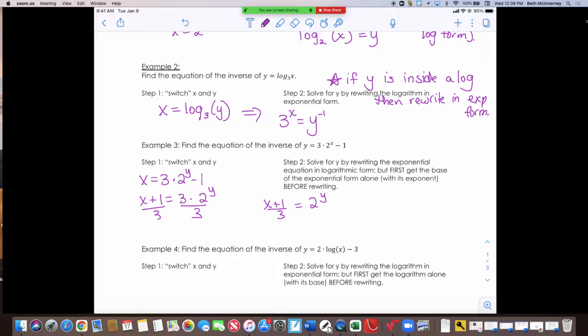Now this one's going to be super ugly. It's ugly but true. This will be the base is the base. The answer to a logarithm is the exponent. And then I'm just going to call it y inverse.